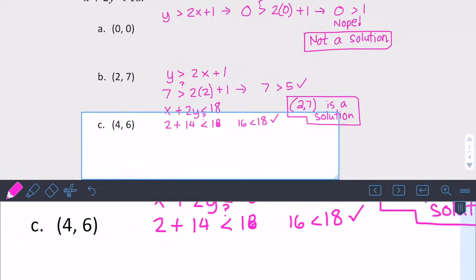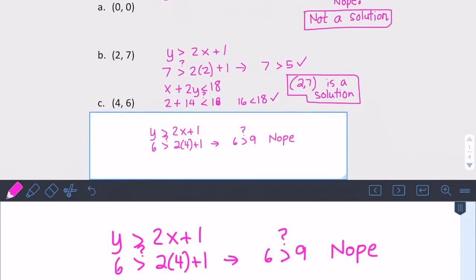Last point's (4, 6), so if we try it, and y is greater than 2x plus 1, we've got 6 is greater than 2 times 4 plus 1. But that gives you 6 is greater than 9. 6 isn't greater than 9. So (4, 6) is not going to be a solution.